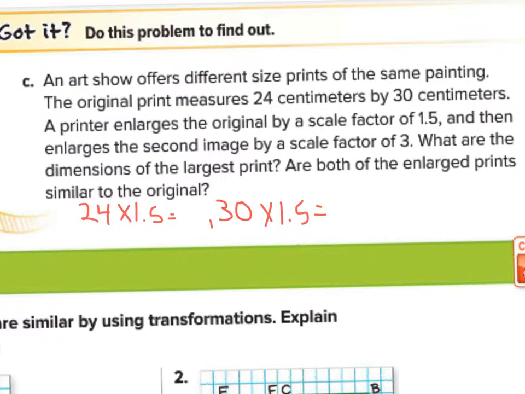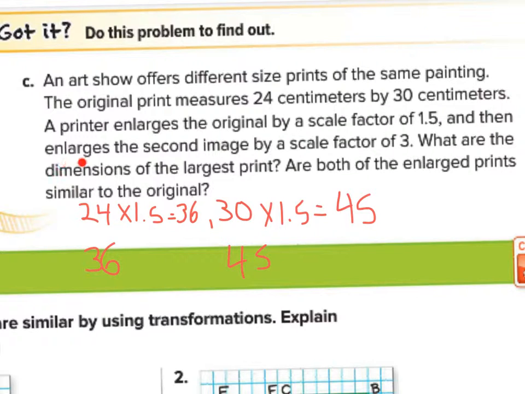Okay, 24 times 1 is 24. 24 times a half is 12. So that's going to make it 24 plus 12 is 36. Same here, 30 times 1 is 30. And then 30 times a half is 15. And 30 plus 15 is 45. Okay, so there are my new dimensions. 36 by 45. I'll write that down here. 36 and 45. Right? Okay, looks like there's a second transformation or dilation happening.